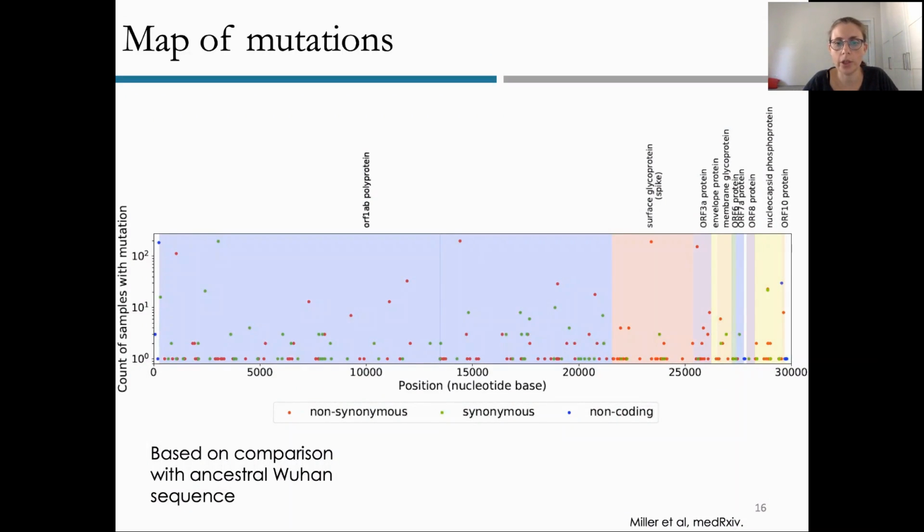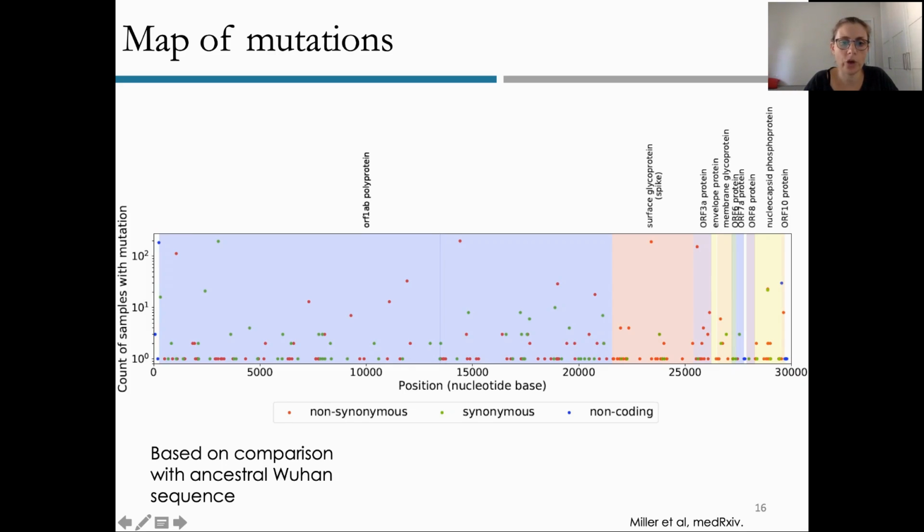And so every dot here, the x-axis is the position in the genome. The y-axis is the count of samples with a given mutation. You can see this mutation that I'm inserting now is somewhere around position 2,500, and it was present in a few dozen sequences in Israel. And so you can see that there's this kind of spread.